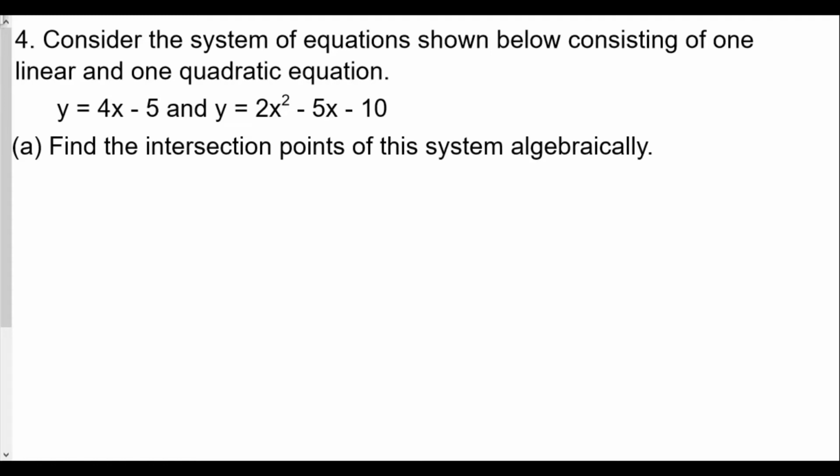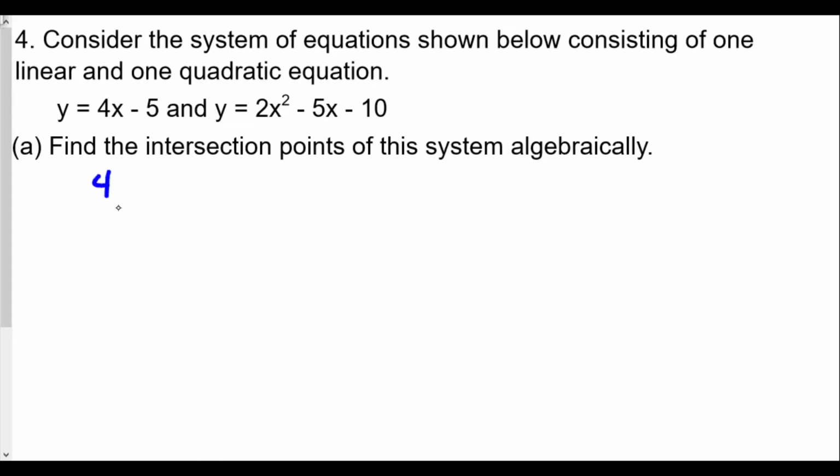Number 4, consider the system of equations shown below consisting of one linear and one quadratic equation. Here we have y equals 4x minus 5 and y equals 2x squared minus 5x minus 10. Find the intersection points of the system algebraically. So here it's a system of equations, and we're going to use our substitution method because they're both equal to y. And so we're going to set them both equal.